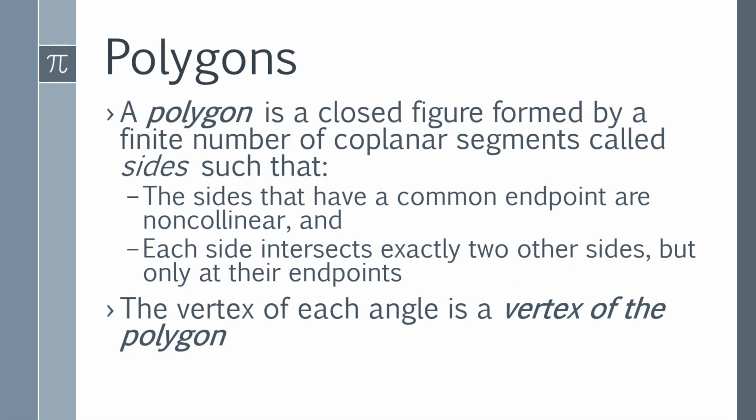Okay, polygons. So a polygon is a closed figure formed by a finite number of coplanar segments called sides, such that the sides that have a common endpoint are non-collinear, and each side intersects exactly two other sides, but only at their endpoints. So the vertex of each angle is a vertex of the polygon.